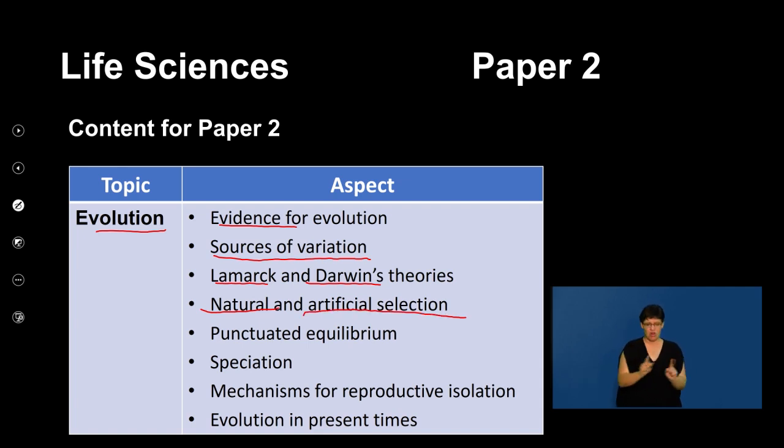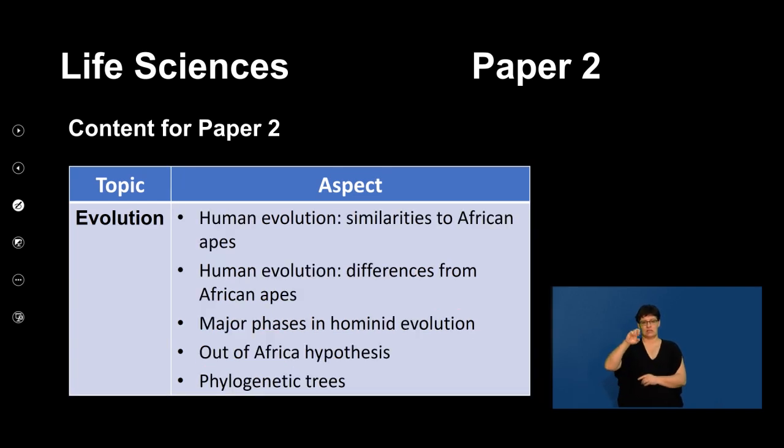We also know that there are terms such as punctuated equilibrium and gradualism, the concept of speciation and how species form through allopatric and sympatric speciation. We need to look at the mechanisms that are involved in that process of reproductive isolation. And finally, we've got to spend some time looking at how evolution has occurred in present situations, and we draw reference to resistance of antibiotics in bacteria.